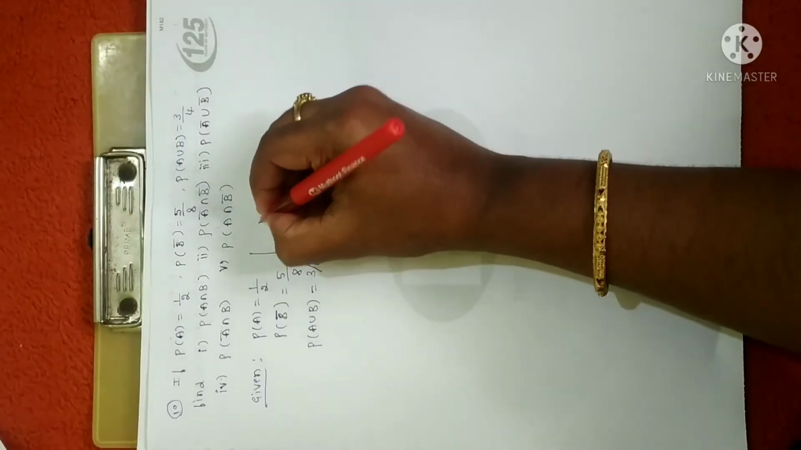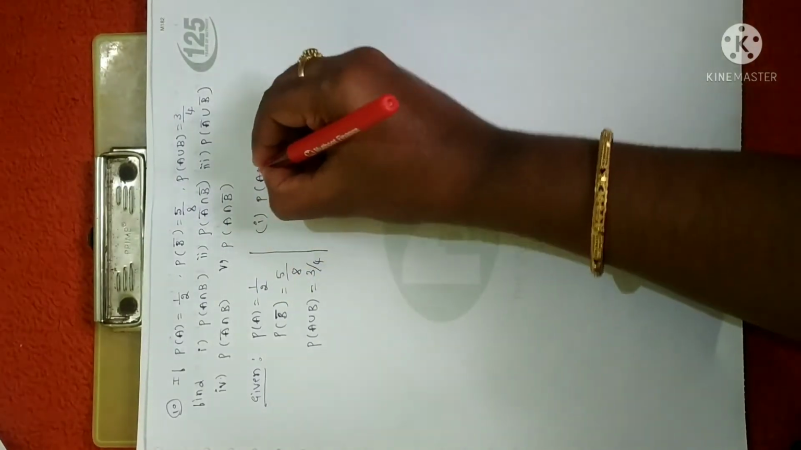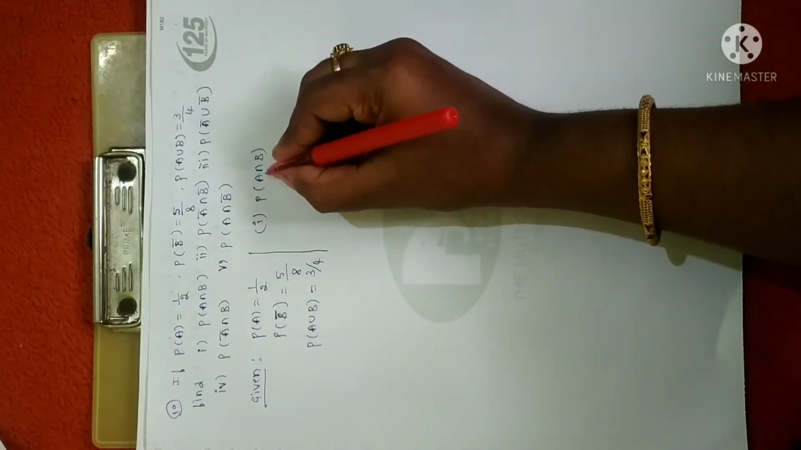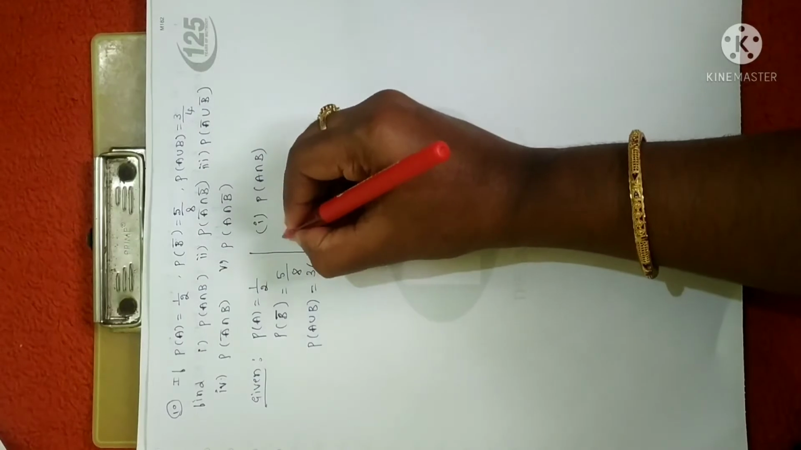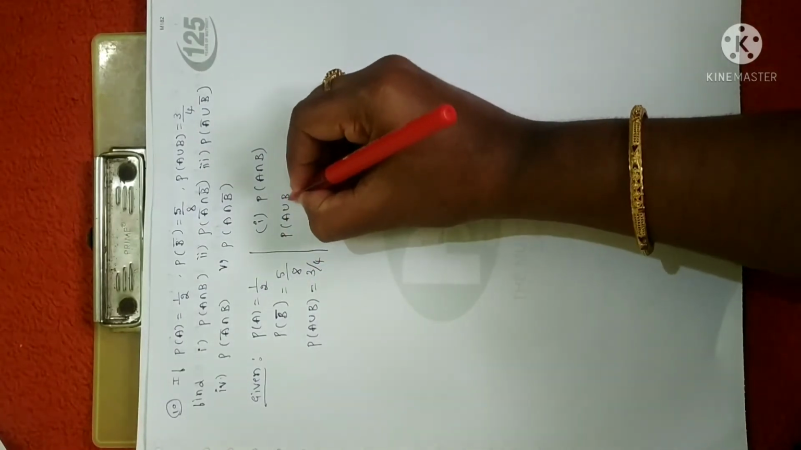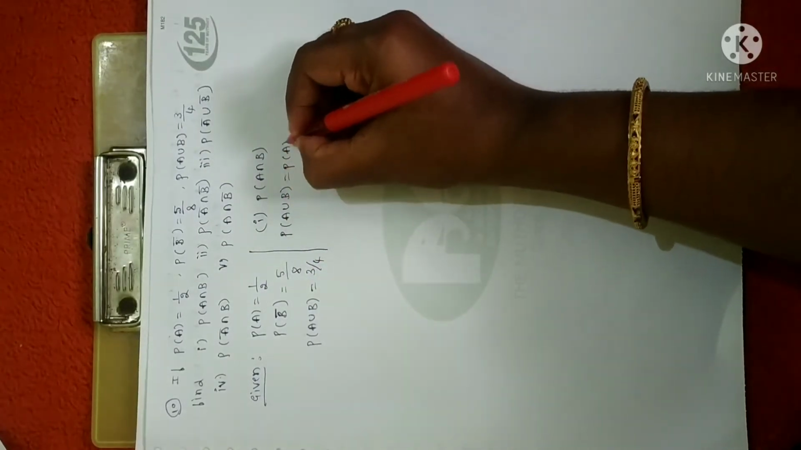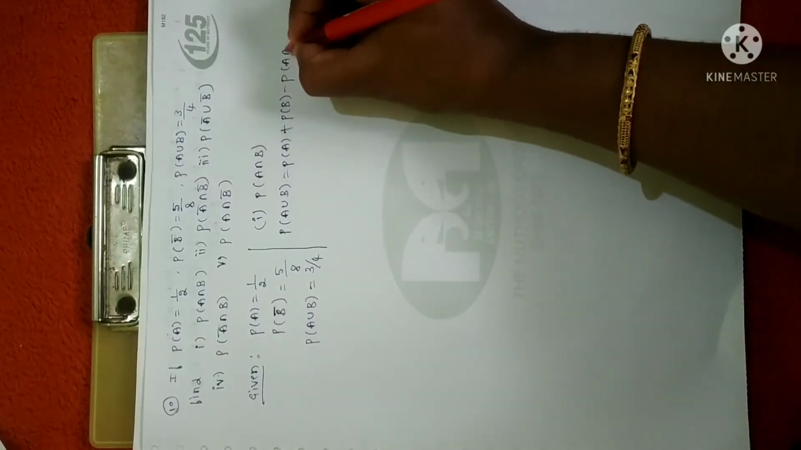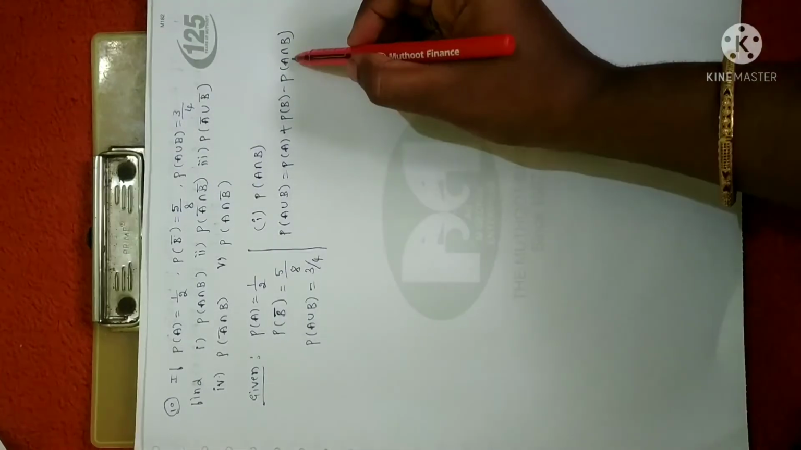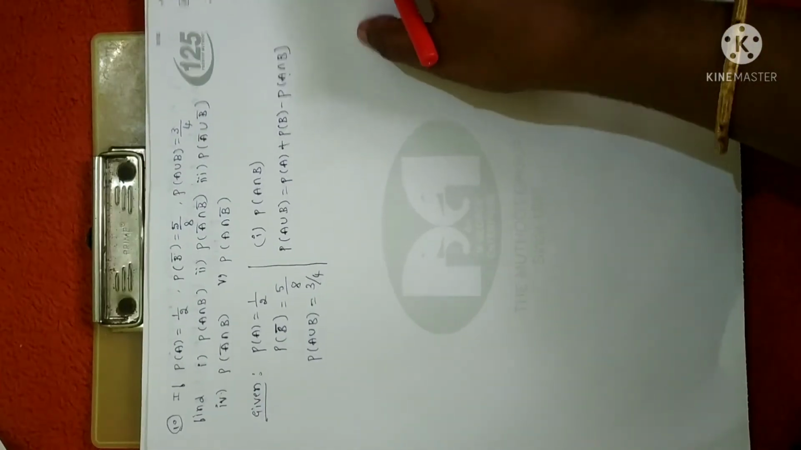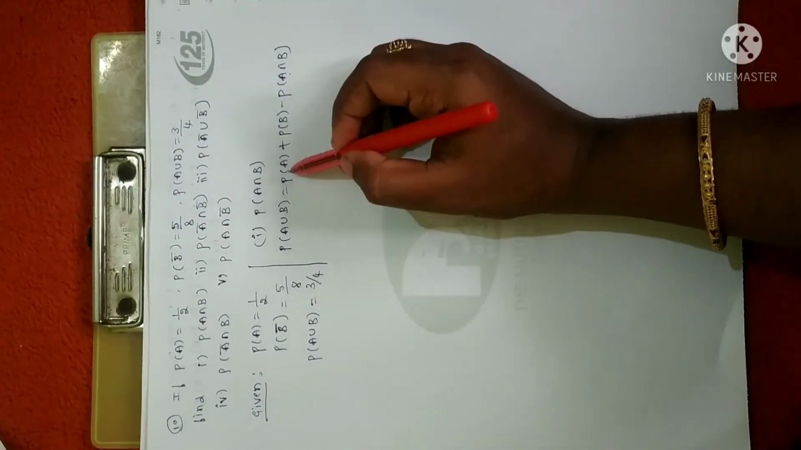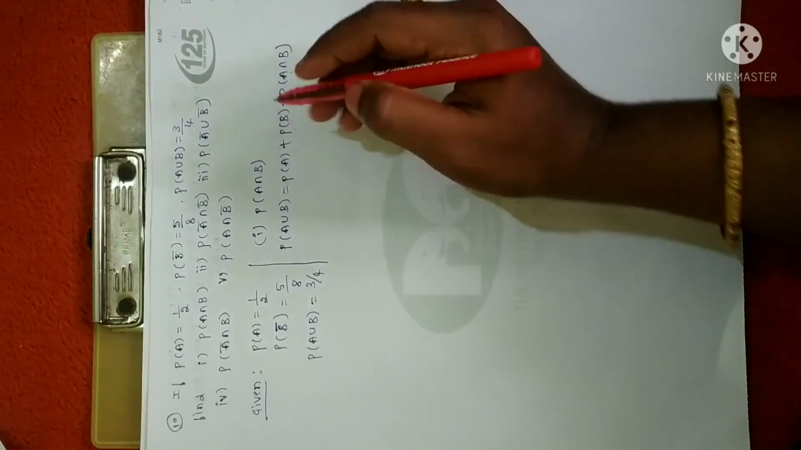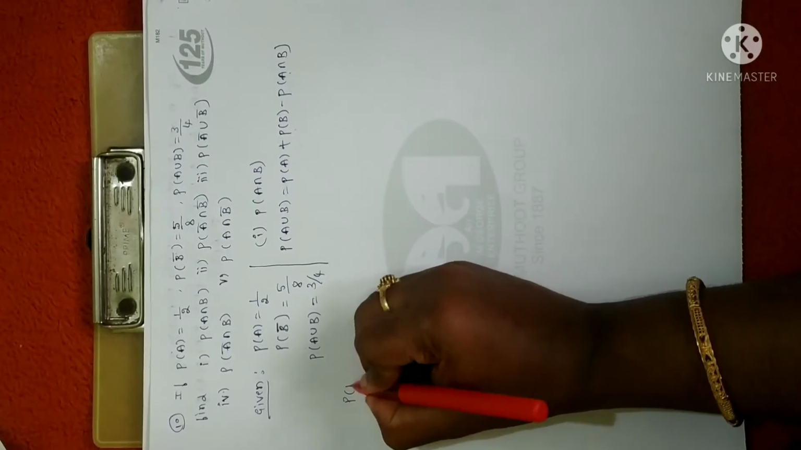Now let us find the first one, that is P of A intersection B. As we already know, to find A intersection B or A union B, we have only one formula, that is P of A union B is equal to P of A plus P of B minus P of A intersection B. Now you can find A intersection B by using this formula when we have all these values known. So P of A is given, P of A union B is given, but P of B is not given. So we need to find P of B first.